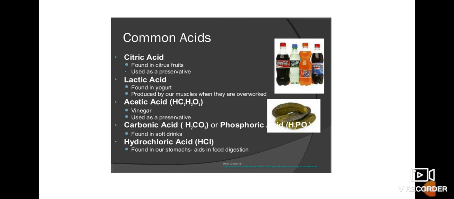Now a few of the common acids used in our day-to-day life are citric acid, found in citrus fruits and used as a preservative; lactic acid, found in yogurt and produced by our muscles when they are overworked; acetic acid, found in vinegar and used as a preservative; carbonic acid or phosphoric acid, found in soft drinks; and hydrochloric acid, found in our stomach, which helps in food digestion.